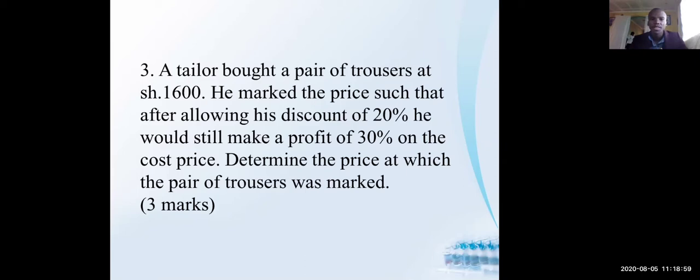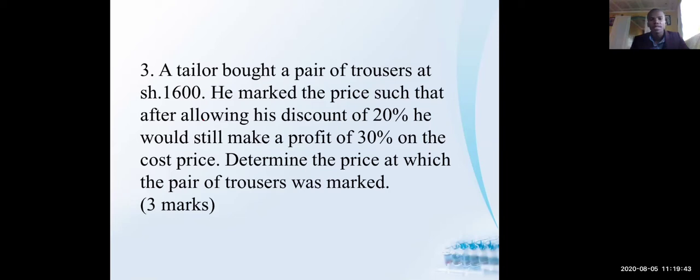A tailor bought a pair of trousers at 1,600. He marked the price such that after allowing a discount of 20%, he would still make a profit of 30% on the cost price. Determine the price at which the pair of trousers was marked. So I want to explain this to you. First of all, you can take down this question so that when we are discussing it on the next page, you will be able to follow whatever we are keenly doing.